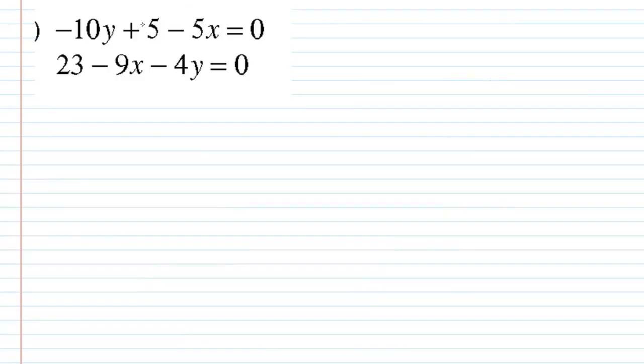Moving on. Let's go through the steps again. Step 1. Both x and y have to be on the same side of the equal sign, and the numbers need to be on the other side. If we look at this, we have a couple problems. The numbers aren't on the other side, and the y is in front when it should be in the back. So we're going to rewrite these problems correctly.